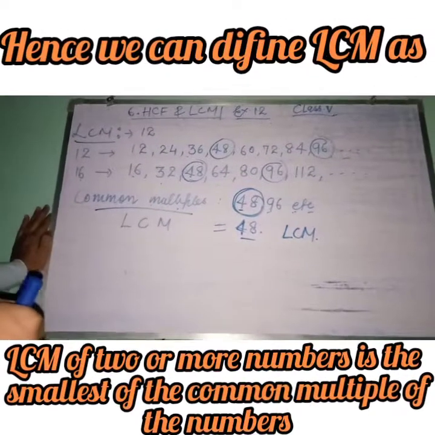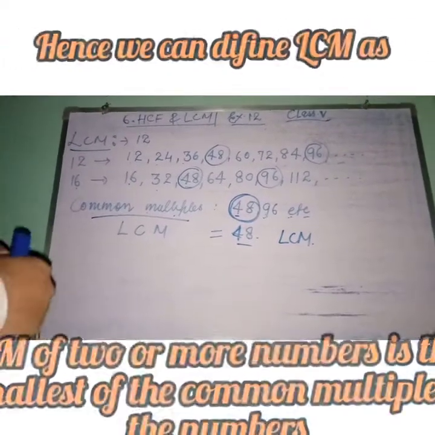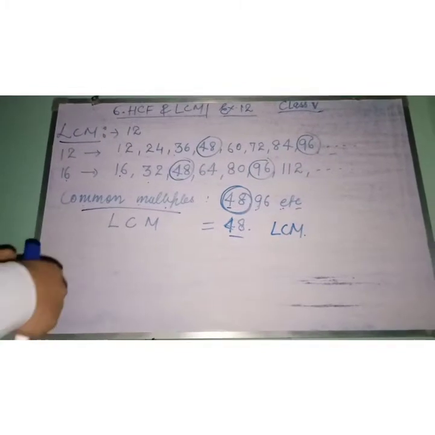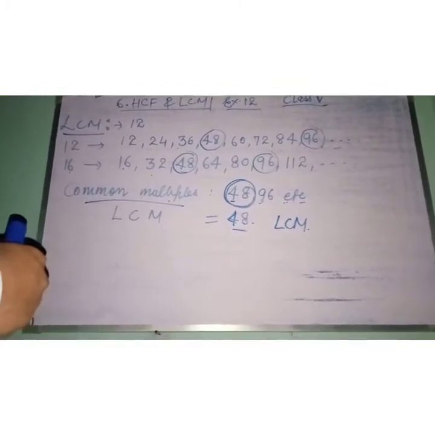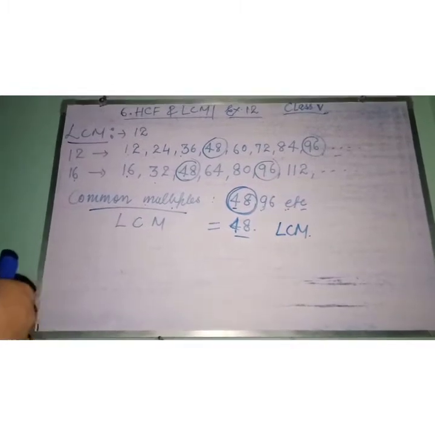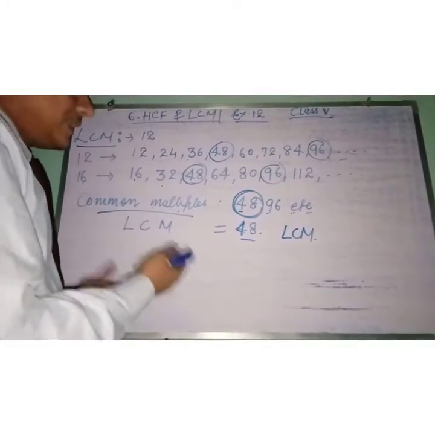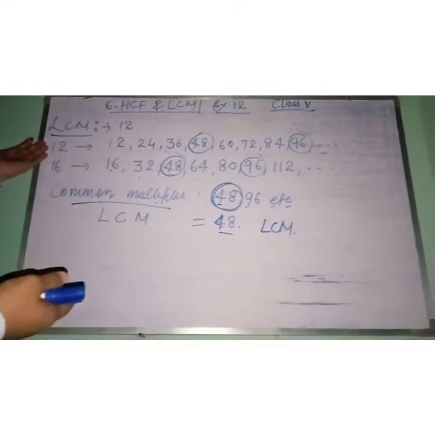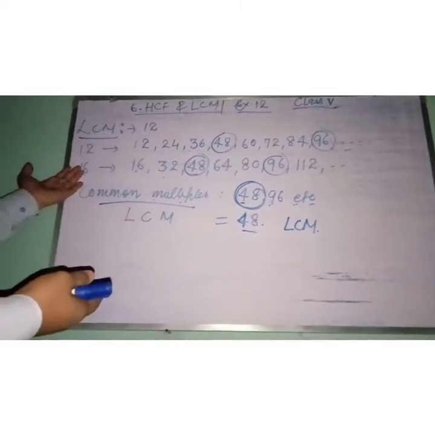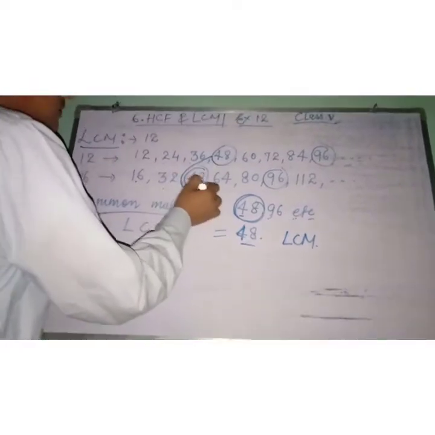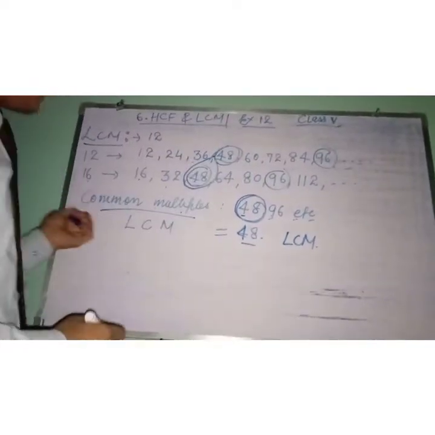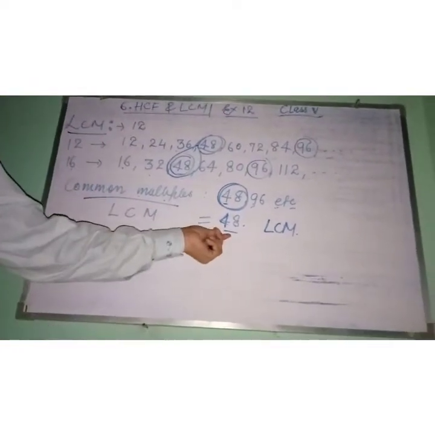Lowest common multiple of two or more numbers is the smallest of the common multiples of the given numbers. That means here the given numbers are 12 and 16. So the least common multiple, or the smallest common multiple, is 48. So this is the LCM. Okay, I hope you will understand.